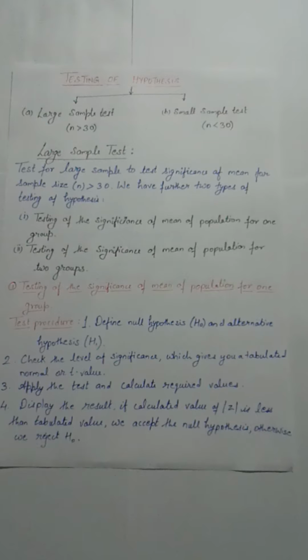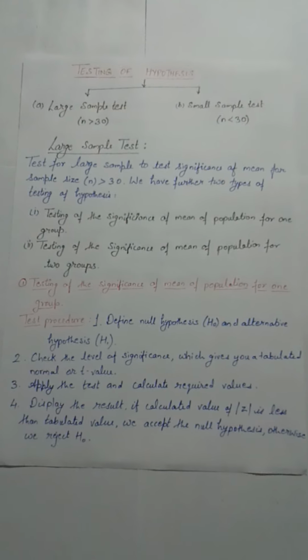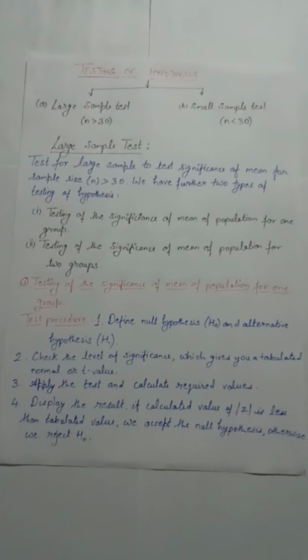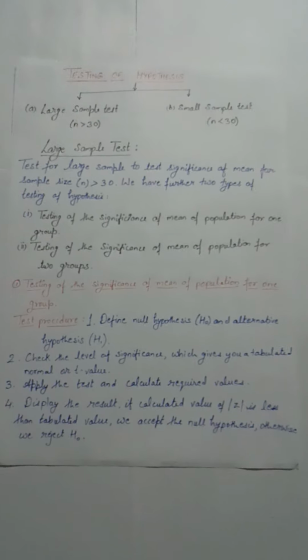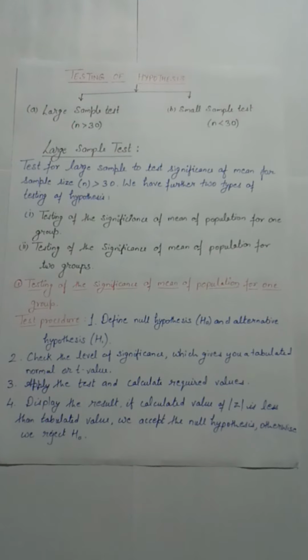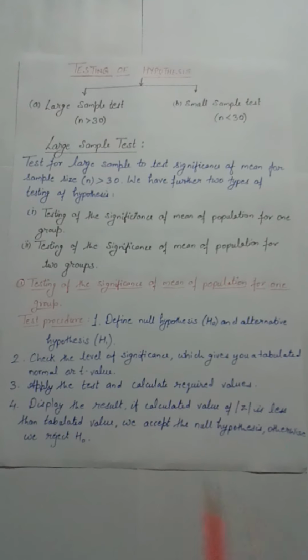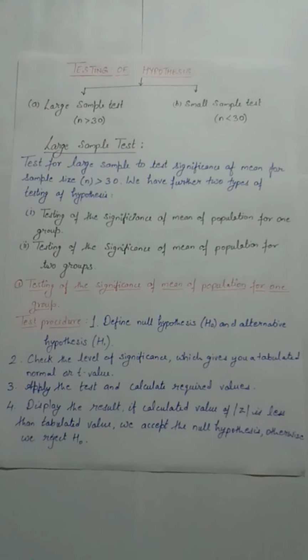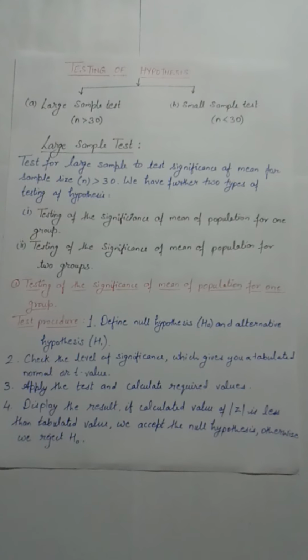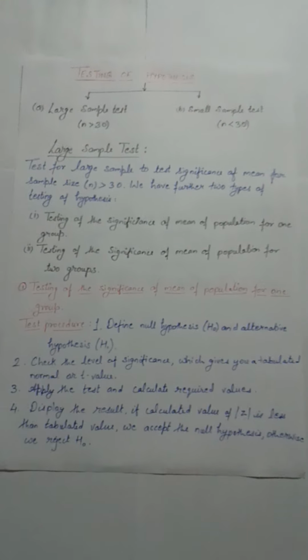Check the level of significance, which gives you a tabulated normal or t value. Apply the test and calculate the required values. Display the result. If the calculated value, mod of z, is less than the tabulated value, we accept the null hypothesis; otherwise we reject the null hypothesis, which is H0, and accept H1, that is the alternate hypothesis.